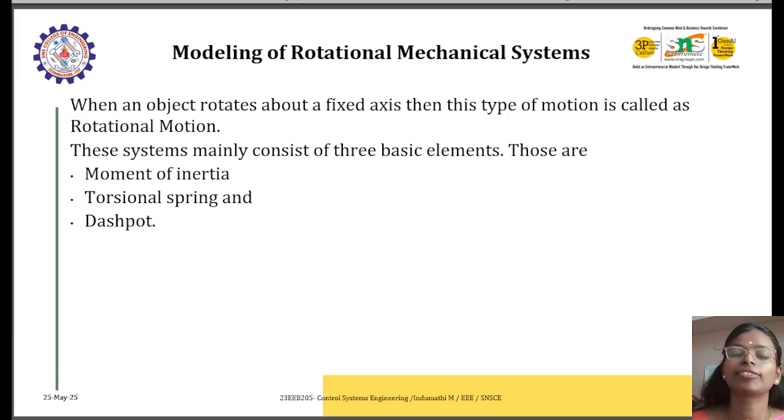In the translation system we have three basic elements, and here also we have three basic elements: moment of inertia, torsional spring, and dashpot. These are the three main components we are going to deal with.